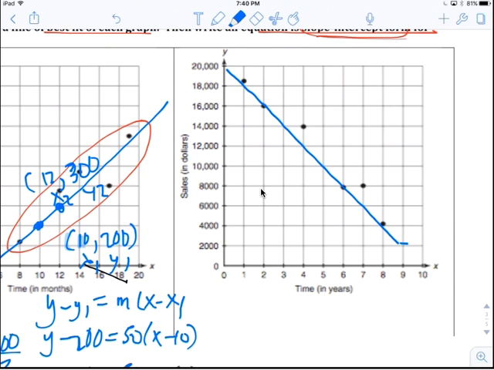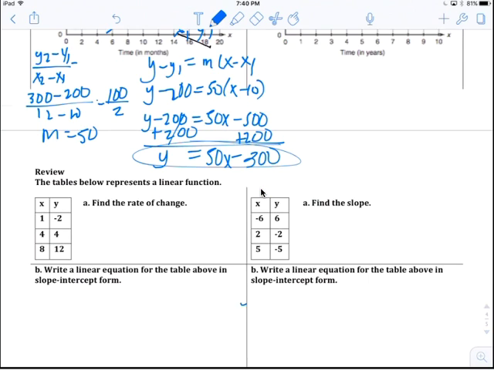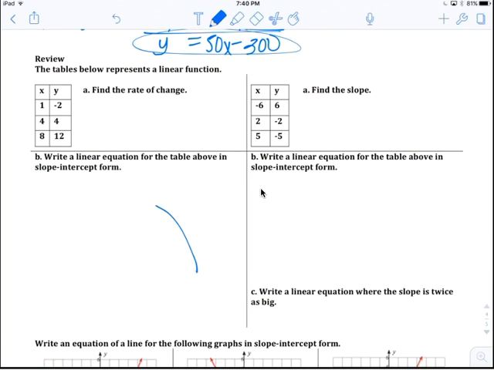You can use 8 and 4,000, and you can use right here, that is 7 and 6,000. Okay, do the same thing. Find rate of change, use the y-intercept. We did these two in class, I believe. It's finding the rate of change, finding slope, same thing. Slope and rate of change are the same: y2 minus y1 over x2 minus x1. Pick 2 points, x1, y1, x2, y2.